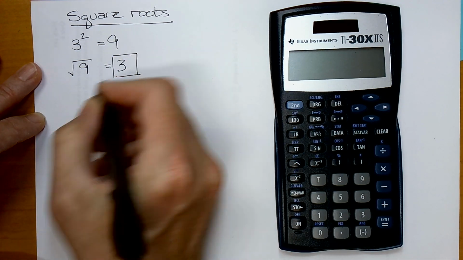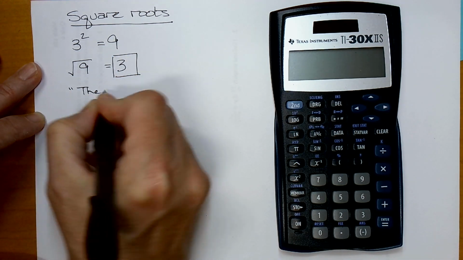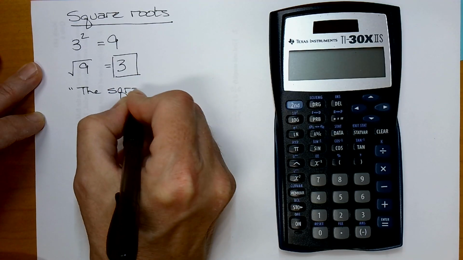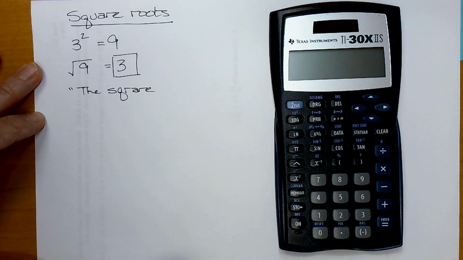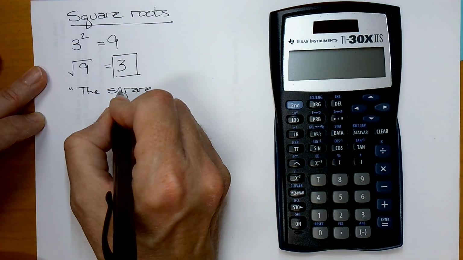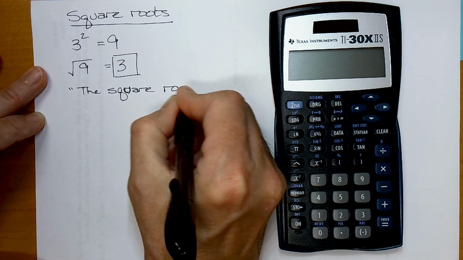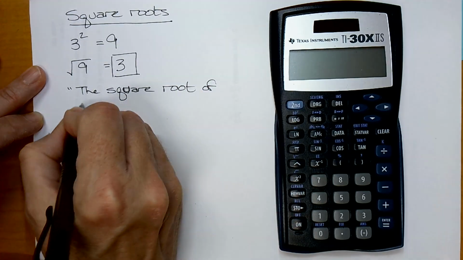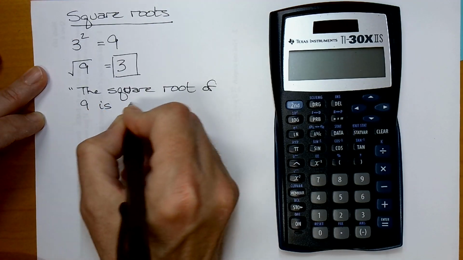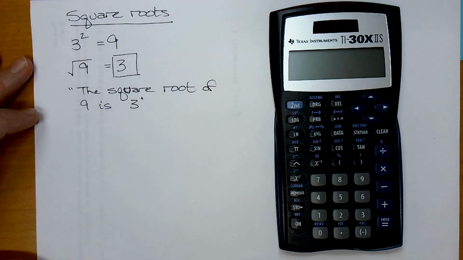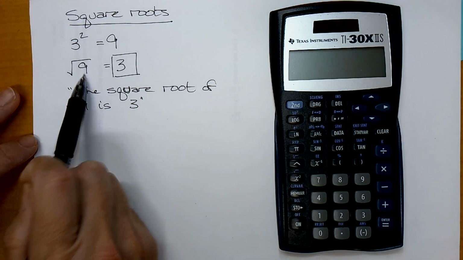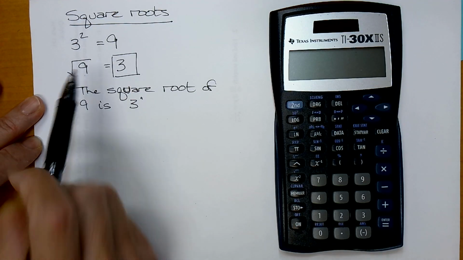And I'm going to write this. The square root of 9 is 3, and it means that I had to multiply 3 times itself to get 9.